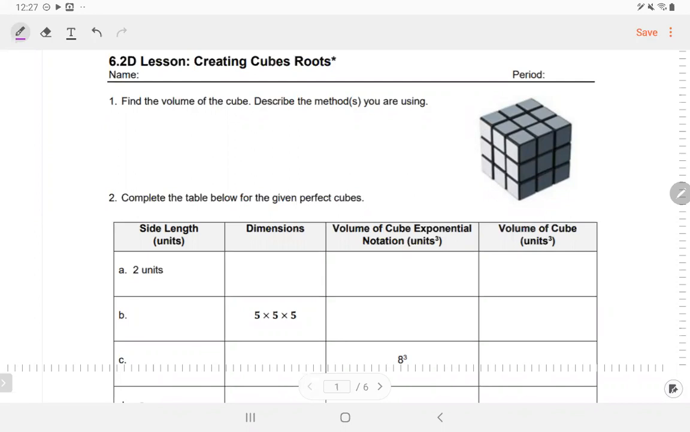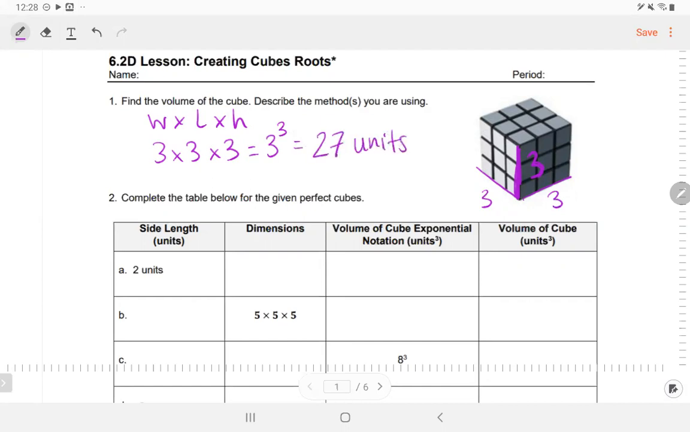So we have just what looks like a Rubik's Cube here. And if we're going to count the units of the width, this would be 3. The length would also be 3. And our height here would also be 3. So to find the volume of a cube, we just take the width times the length times the height, or 3 times 3 times 3. We can also write this as 3 cubed, which is 27 units cubed.